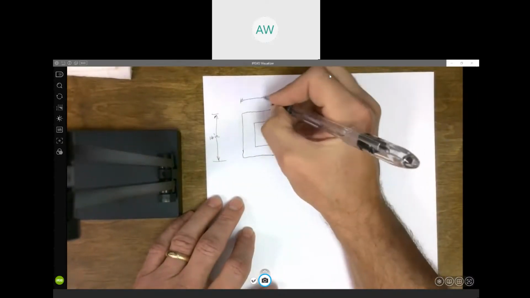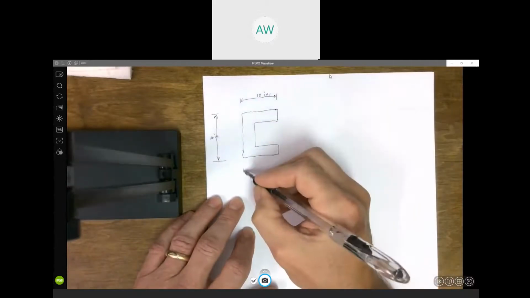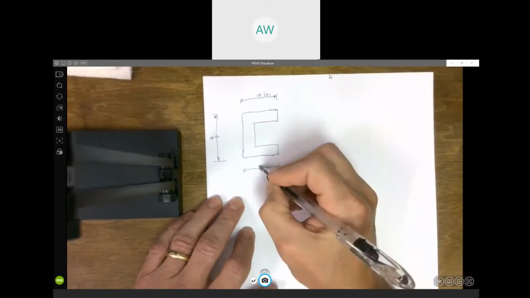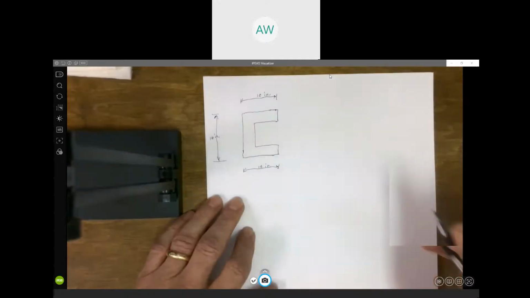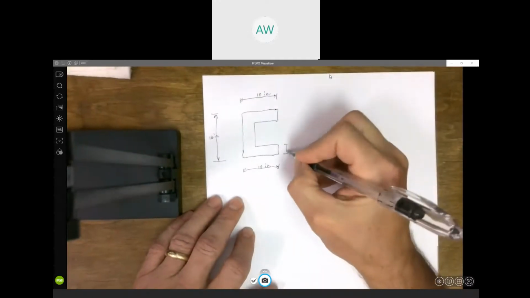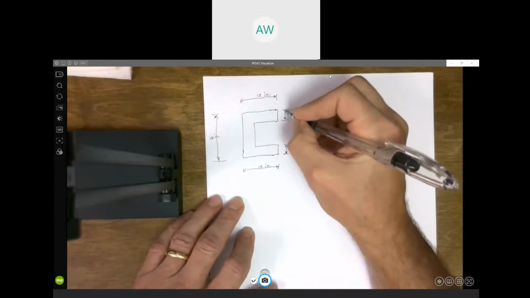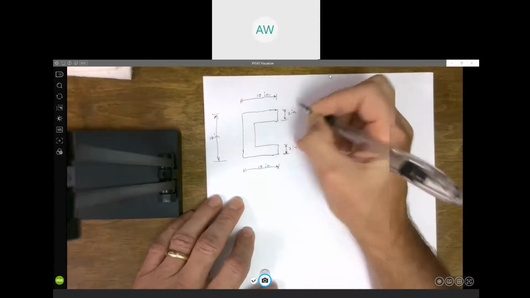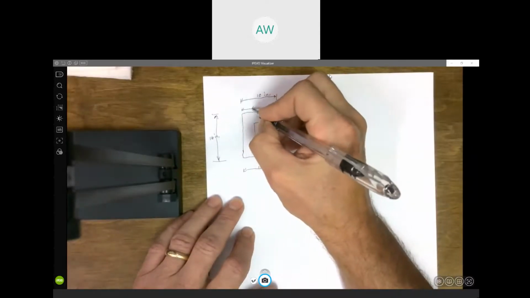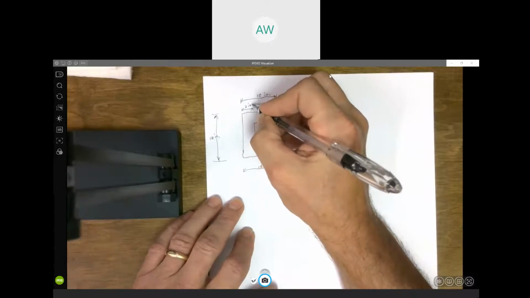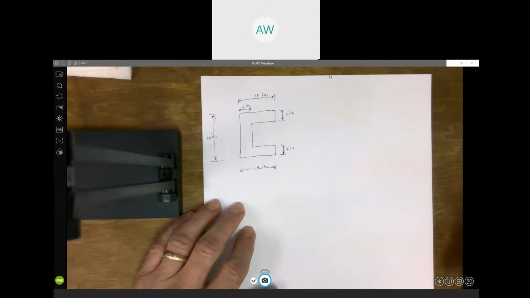Let's make it, say, 10 inches wide. And again, symmetric. The top and the bottom are the same width. Same thing for these. This is 2 inches. This is supposed to be 2 inches. And the width here is also 2 inches. All right, so this is what my cross section looks like.